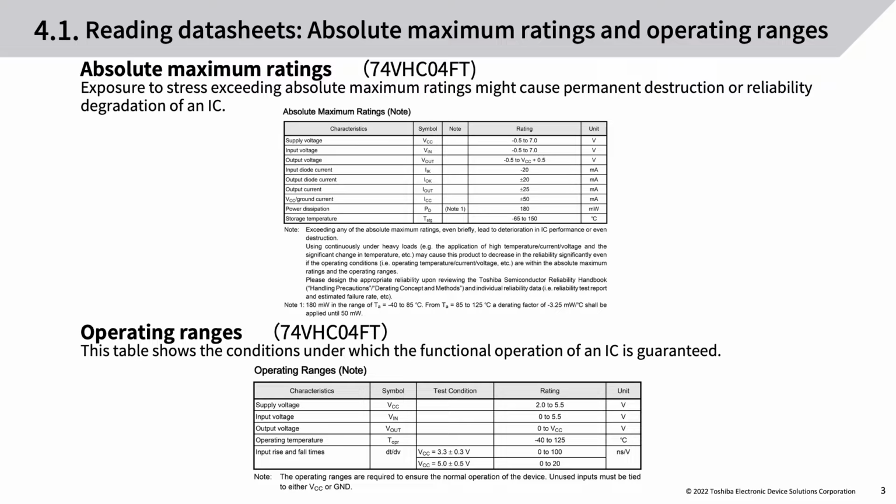Reading datasheets. Absolute maximum ratings and operating ranges. Absolute maximum ratings: exposure to stress exceeding absolute maximum ratings might cause permanent destruction or reliability degradation of an IC. Operating ranges: this table shows the conditions under which the functional operation of an IC is guaranteed.